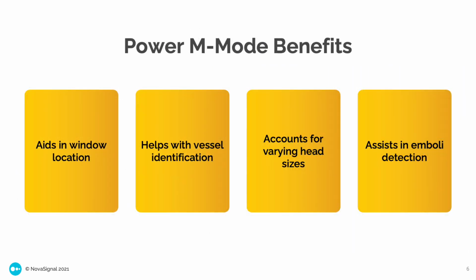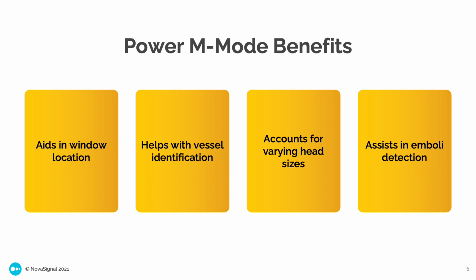Power M mode benefits. First and foremost, it aids in window location. Most of us are used to using our ears to identify Doppler signals and find windows transtemporally. Our ears are a very important tool in TCD and should never be ignored. Having said that, Doppler signals and sound only come from the depth the sample volume is placed. So that is one depth along your entire M mode map.